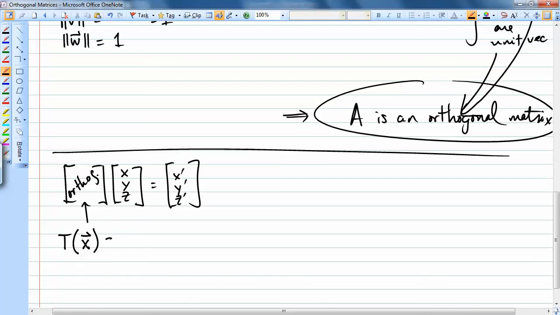So this is the function that I'm using, T of x, which is the same thing as taking my orthogonal matrix and multiplying it by my x vector. This is A, this is x, this would be x prime over here. Then this right here, T, is called an orthogonal transformation.